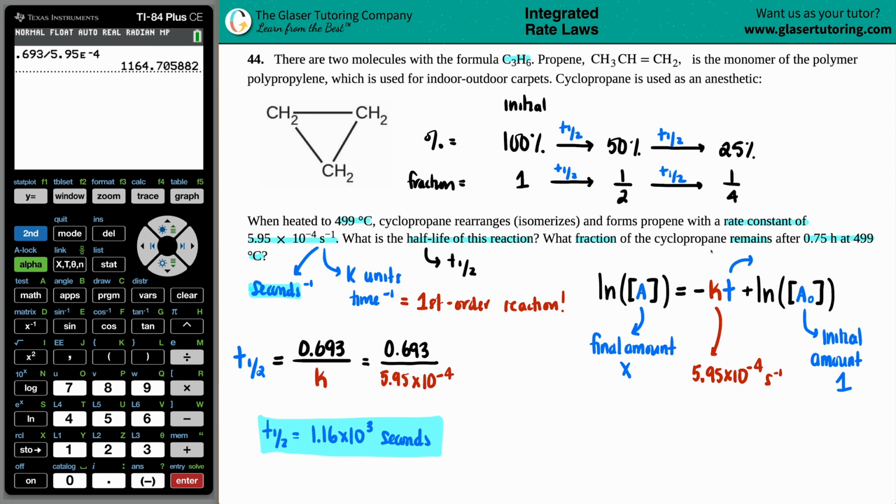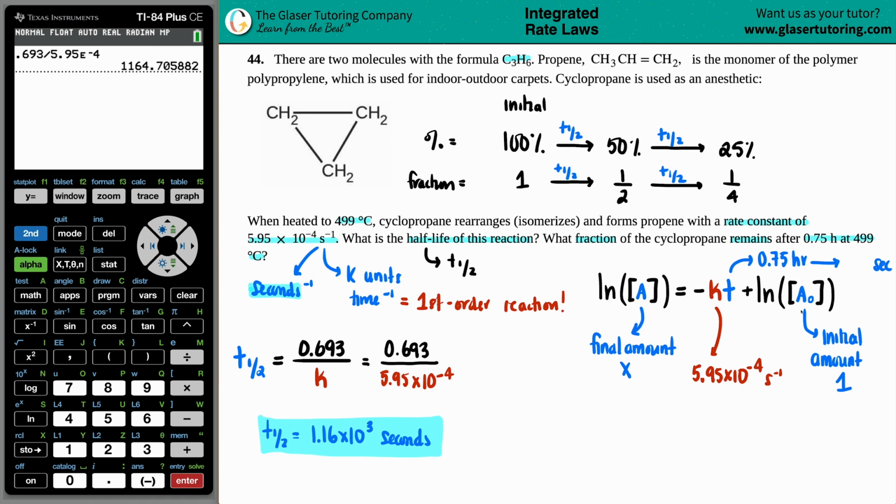When it says what fraction of the cyclopropane remains after 0.75 hours, that's the time that we want. But now hold on, we just have to make sure that those time units are the same. The rate constant's in seconds, and the actual time that we're looking for is in hours. So the first thing we're going to have to do is transfer the time units over. I don't really like to touch the rate constant here. So instead, I'll just take my hours and go to seconds.